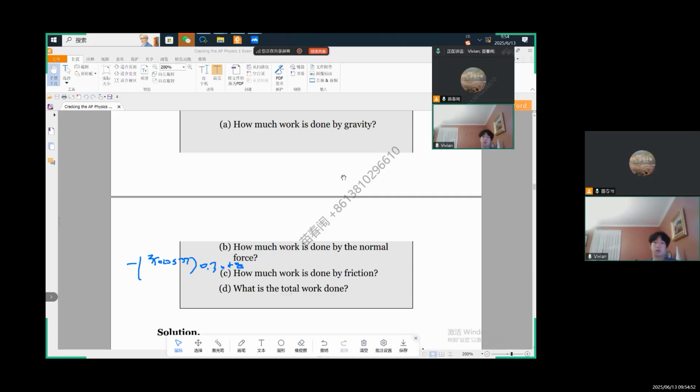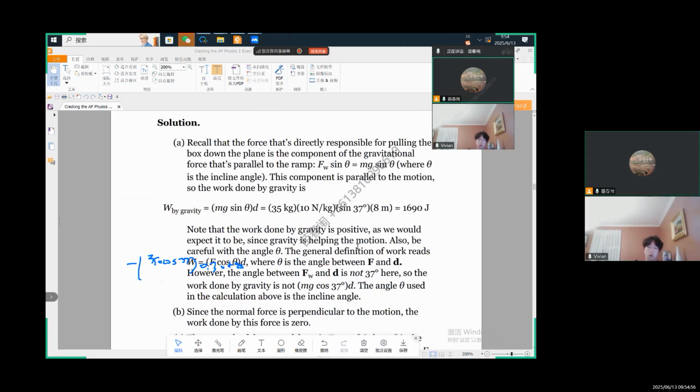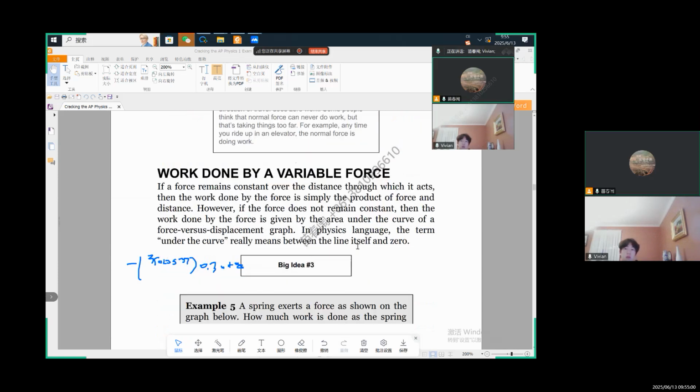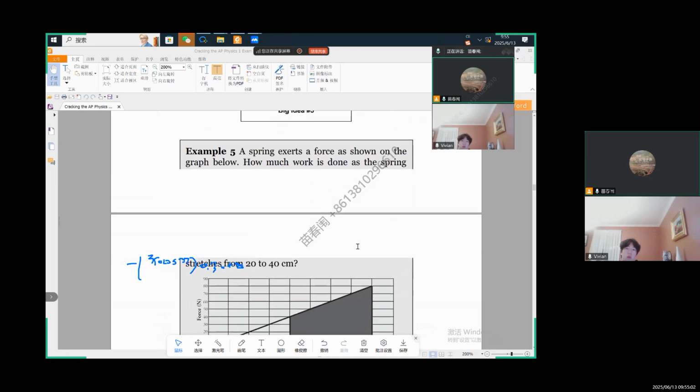So that's why we said this is the driving force. This is the preventing force. That's why one thing is driving it, so it's positive. One thing is stopping it, it's preventing.